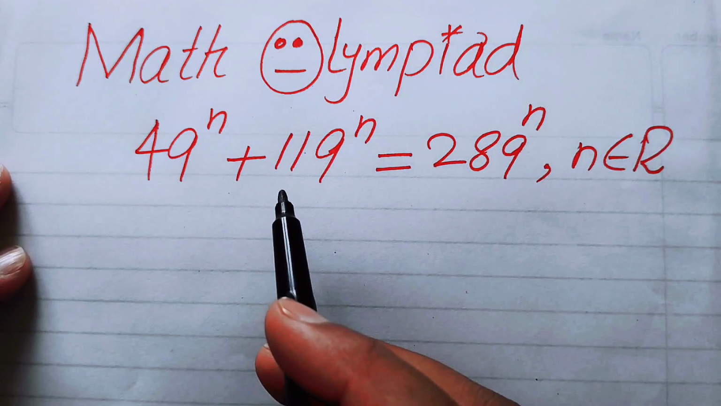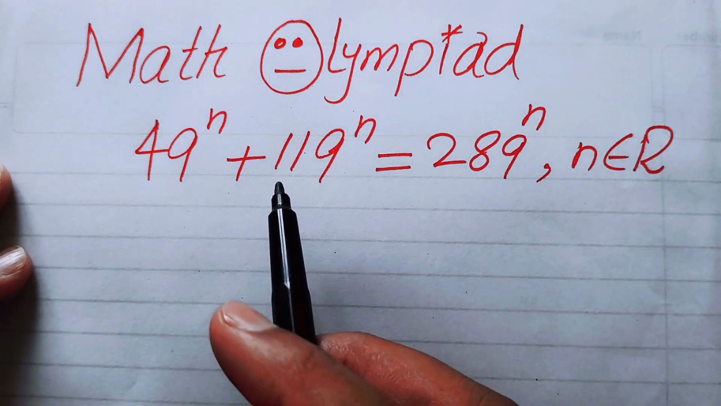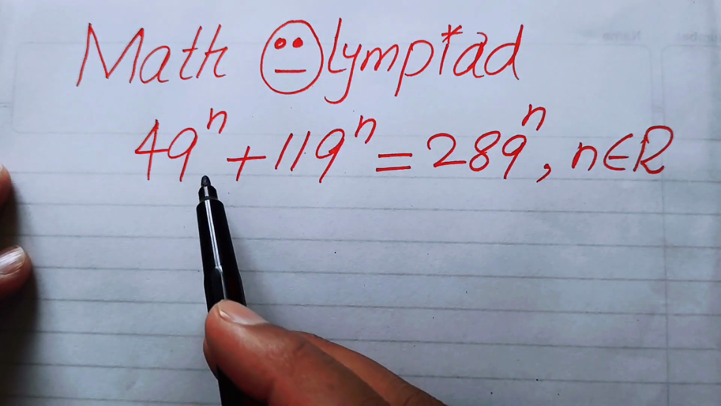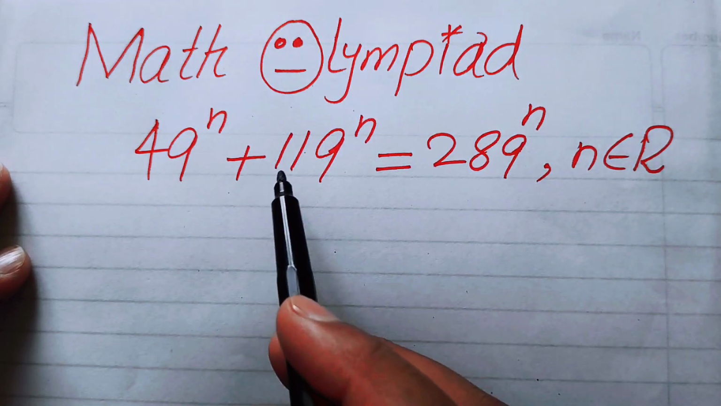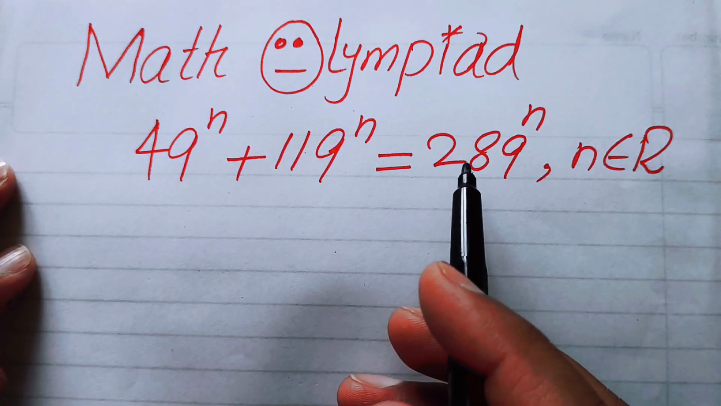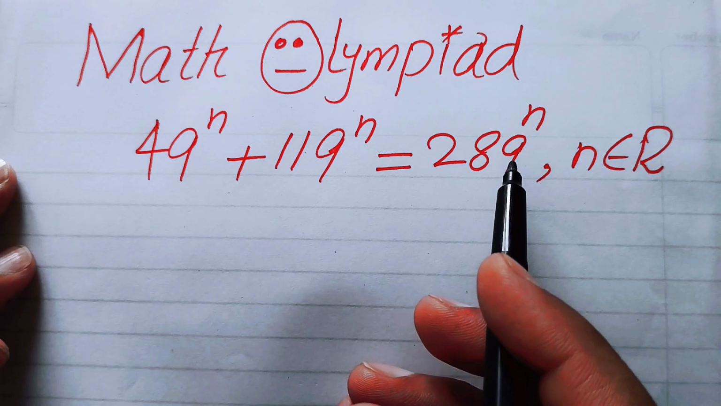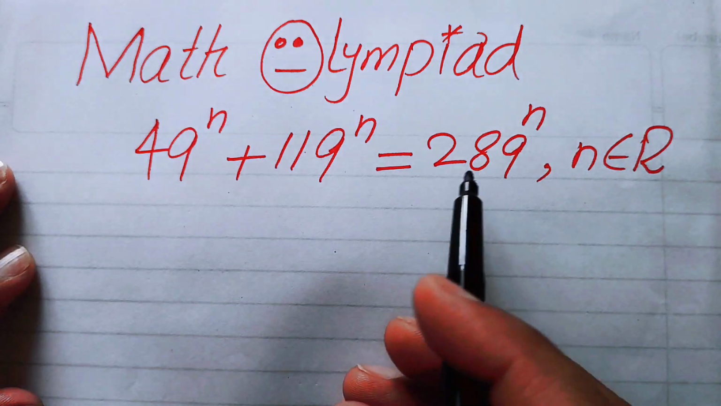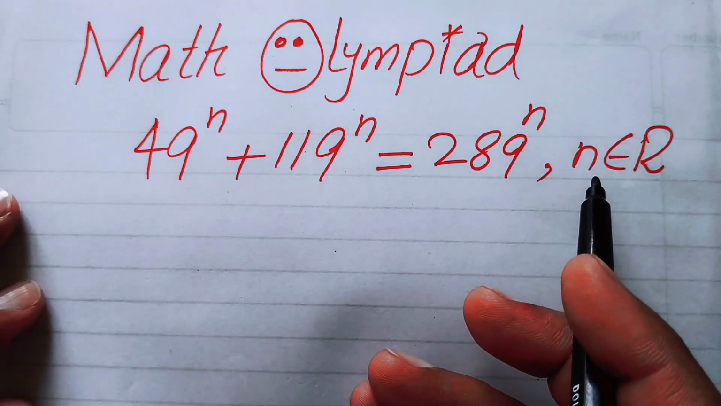In this video we are going to solve this nice algebra problem, and here we have 49 to the power of n plus 119 to the power of n is equal to 289 to the power of n, and we will solve this problem for the real values of n.